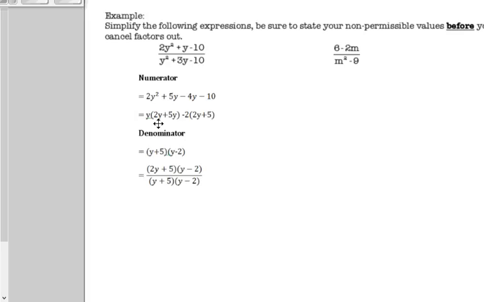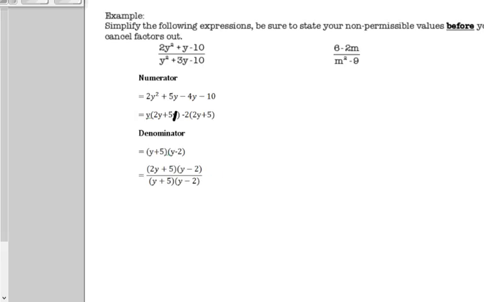Now that we've found our numerator and our denominator, in this numerator I skipped a step again. Sorry, I'm just noticing this. Here we have 2y plus, it should have been 5y. I'm just going to cross that out so that we can see that this is not supposed to be there. So we should have 2y plus 5 and then another 2y plus 5. That's one factor. Our second factor is y minus 2. So we have 2y plus 5 and then y minus 2 in the numerator. Our denominator is y plus 5 and then y minus 2.